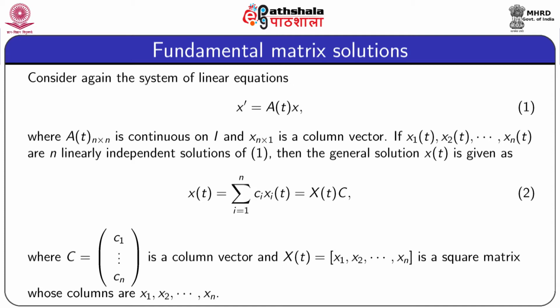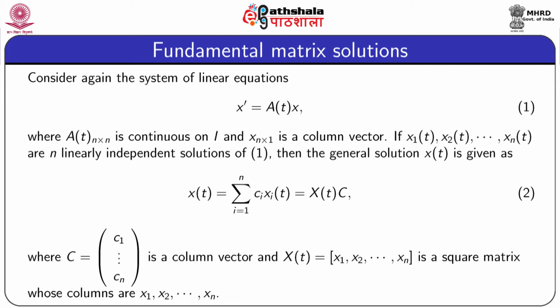Consider the system of linear equations given by equation 1, which is of the form dx/dt, or x dash, is equal to A(t) x, where A(t) is an n cross n matrix which is continuous on the interval I, and x is an n cross 1 column vector.